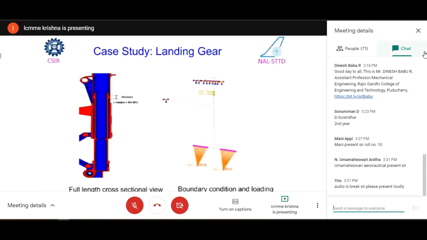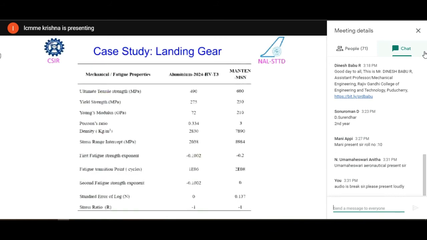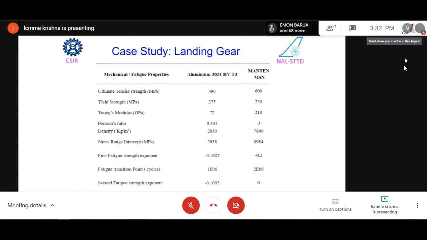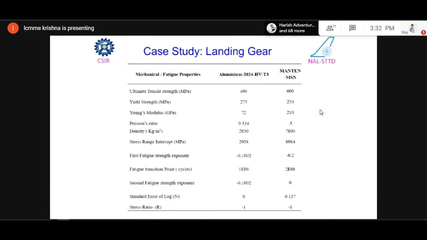The next is the mechanical properties of the aluminum and the steel. What are those properties has been listed here. You can see the ultimate strength 490 and 600, and the Young's modulus 72 and 210. These are the various input parameters that one should be aware of before going for analysis.